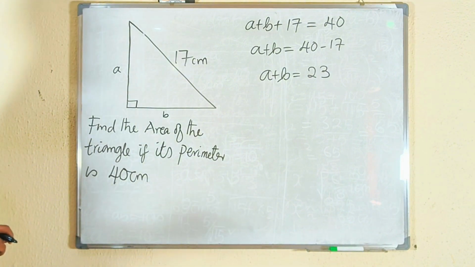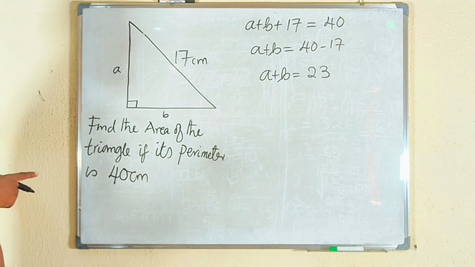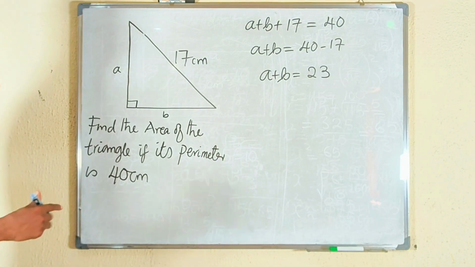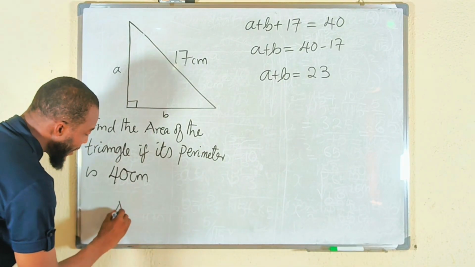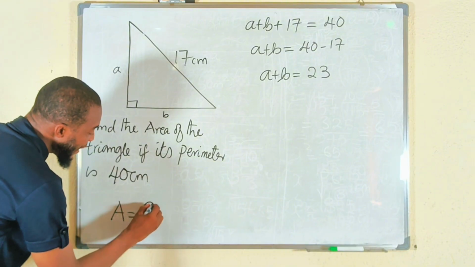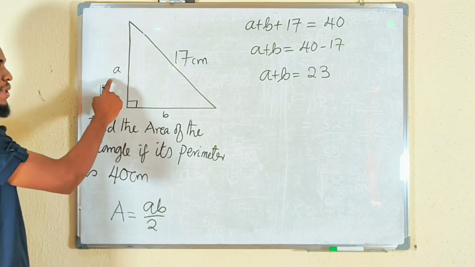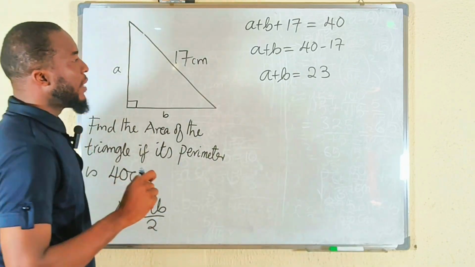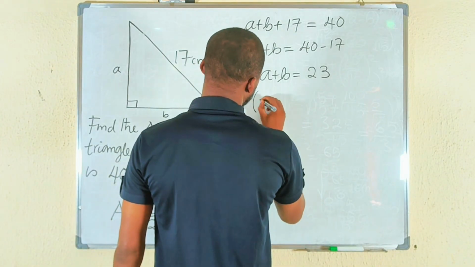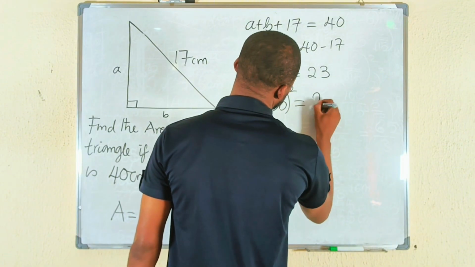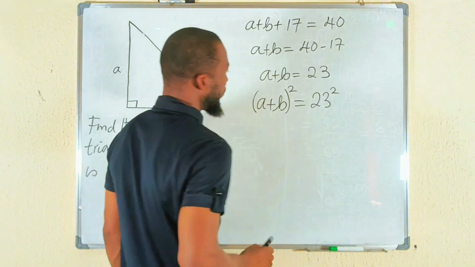Next, the area. Should I write it first? I think not necessary, but let me write it here. The area of this triangle is going to be AB divided by 2. That is half base times height. Now I would like to square this A plus B. If I square that, I have to square the other side.